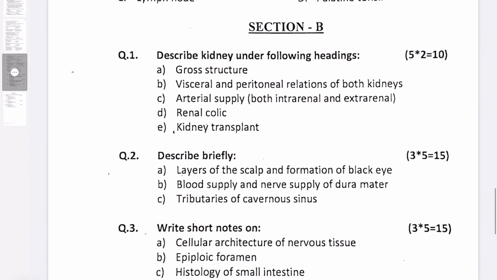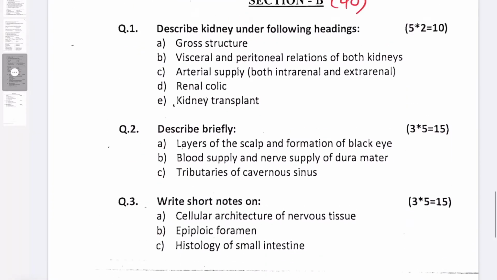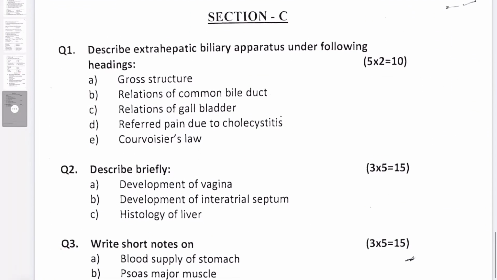And then it was section B. This was of 40 marks. This was subjective with long and short questions. And similarly, then again, there was section C according to the university norms. So that makes up 20, 40 and 40. That's 100 mark question paper.